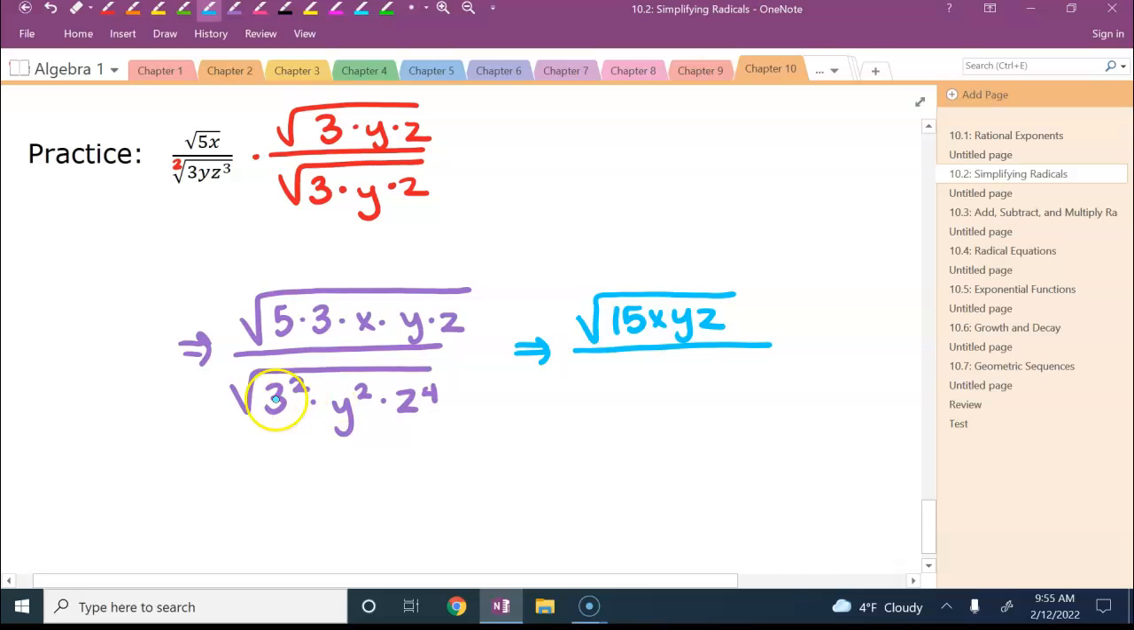On the bottom, all those are groups of 2, or the exponents with the letters are able to be divisible by the 2 out here now. So a 3 would come out, a y would come out because it would be y to the first, and then z, you would take 4 divided by 2 to get z squared.